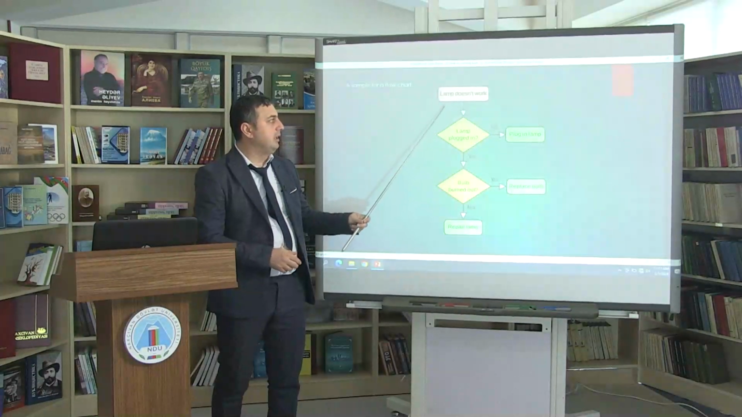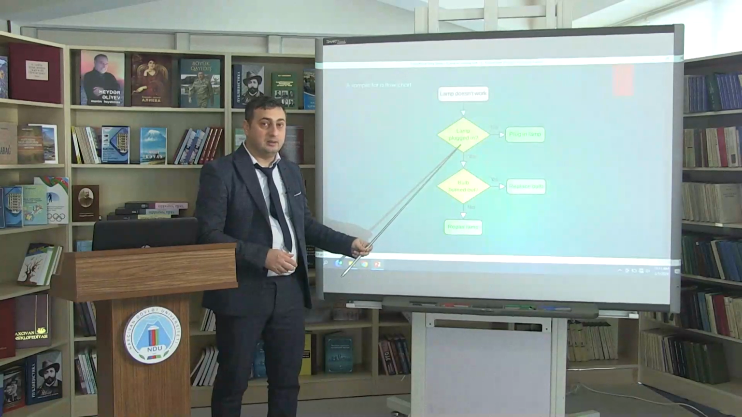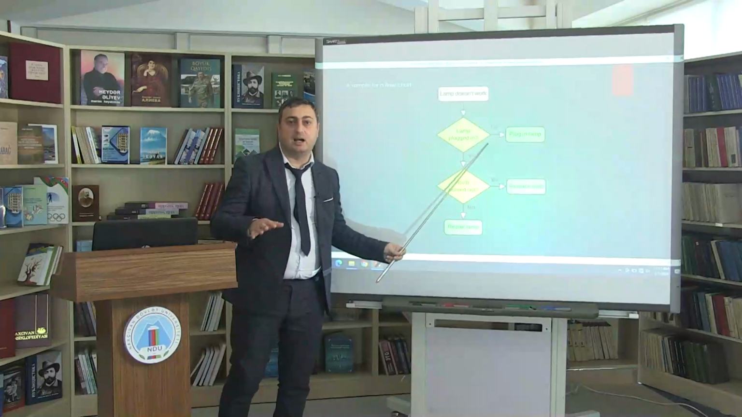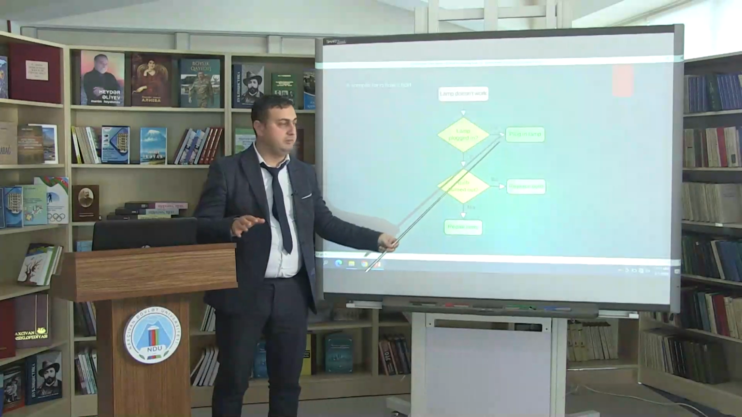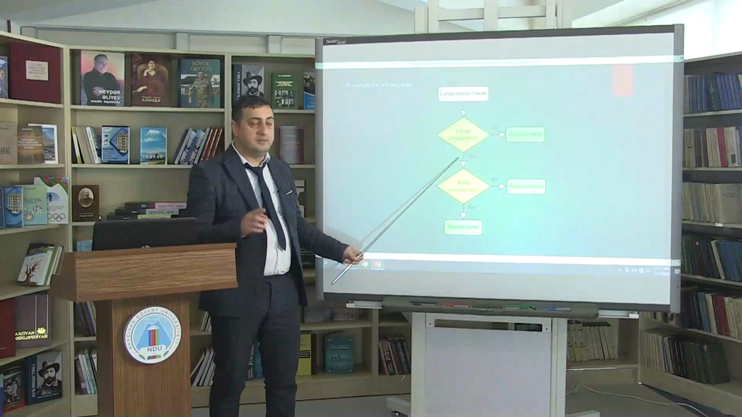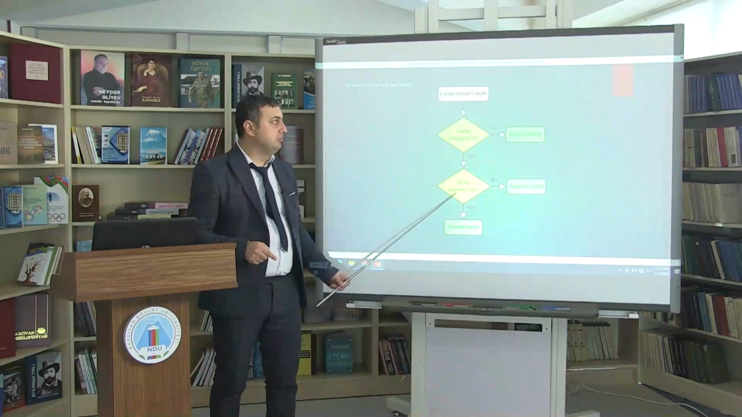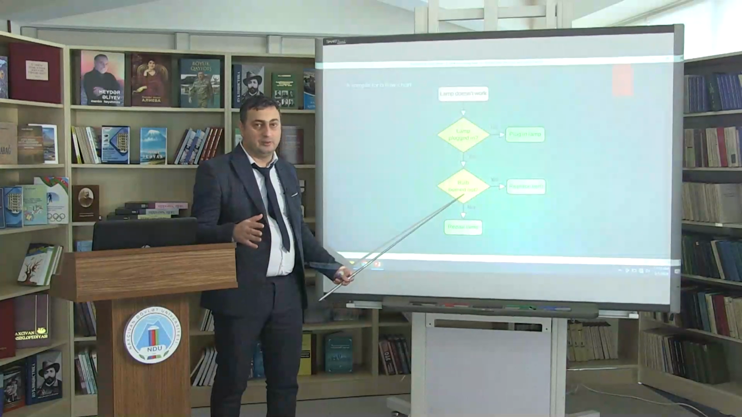For example, lamp doesn't work. Lamp plugged in? You should check if the lamp is plugged in. If it is unplugged, you should plug in the lamp. Then yes, if the lamp is plugged in but it doesn't work, it is burned out. It means that it's burned.